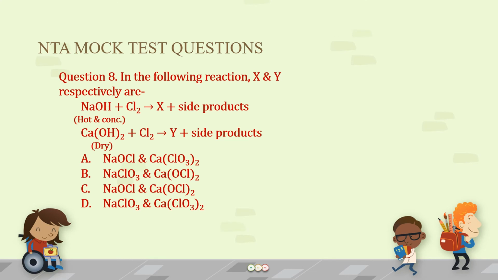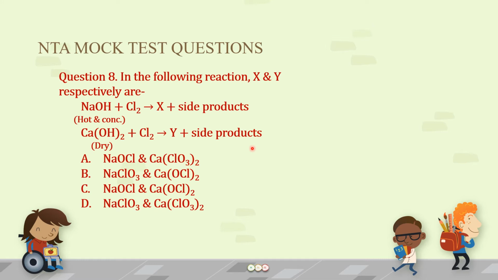Now the next question, again, this is one of the very important reactions of chlorine. So please do learn these two reactions which have been asked in this question very well. What does the question say? First of all, let us look at that. In the following reaction, X and Y, they are respectively. First reaction we have is NaOH, hot and concentrated, reacting with chlorine to form X and the side products. And the next we have calcium hydroxide dry plus chlorine forming Y and the side products, and you have to tell what is going to be X and Y.